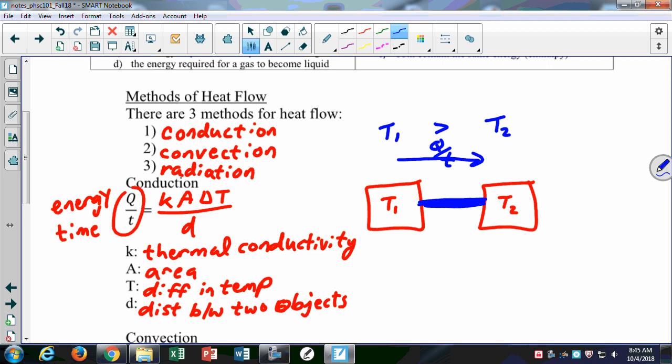And the rate at which the heat moves through this bar is going to be dependent on all of these things. So if this bar is more thermally conductive, has a higher value for k, that means it's going to move energy more quickly. So if k is big, say metal, for example, then Q over t is big.